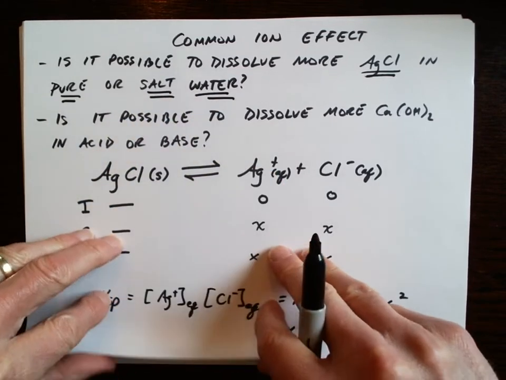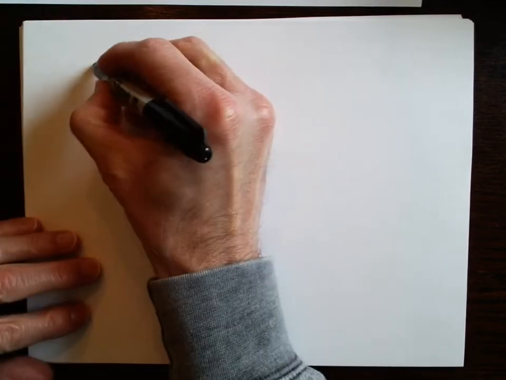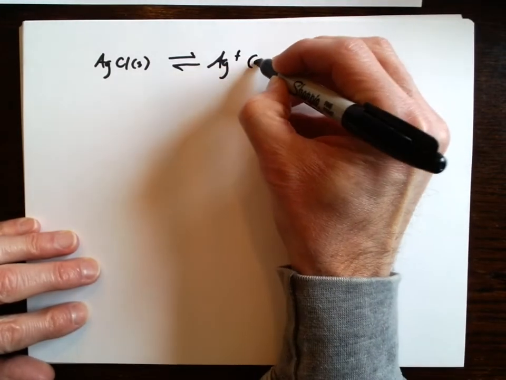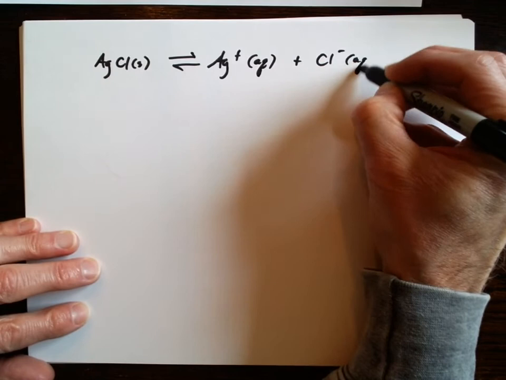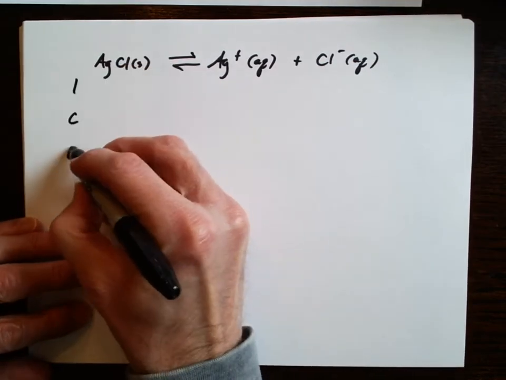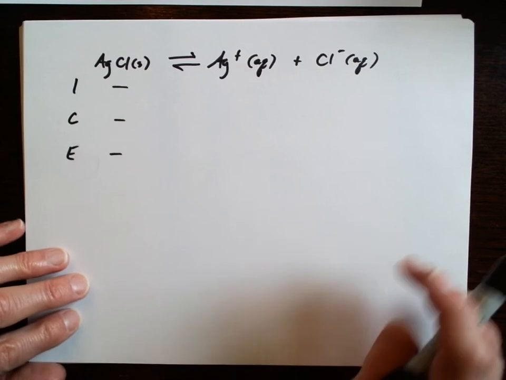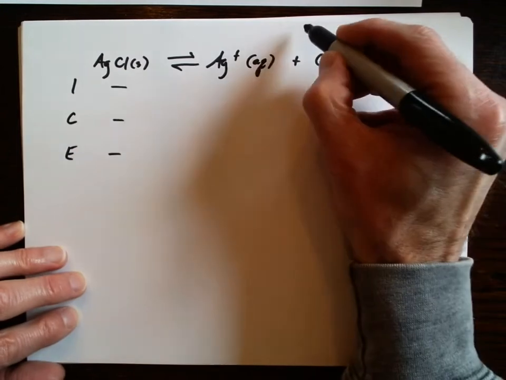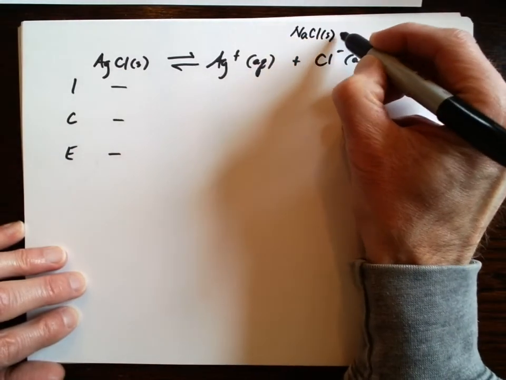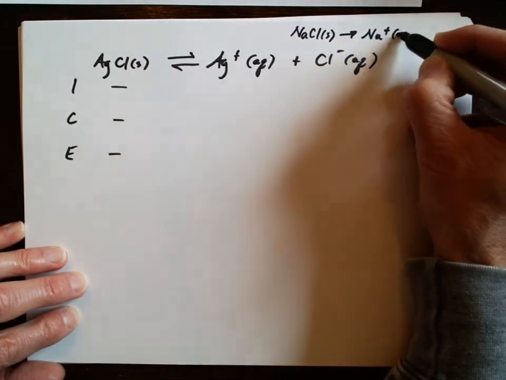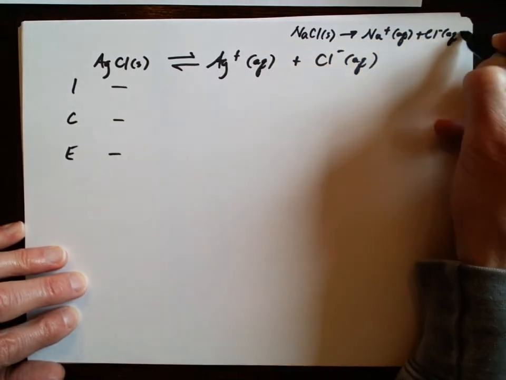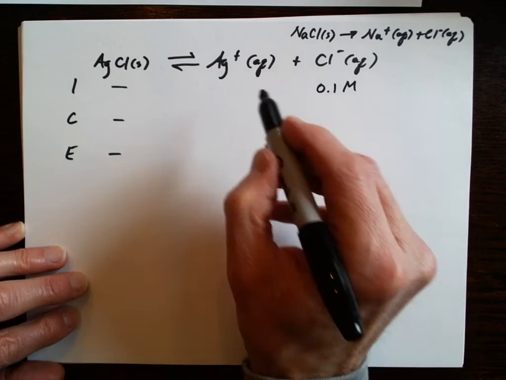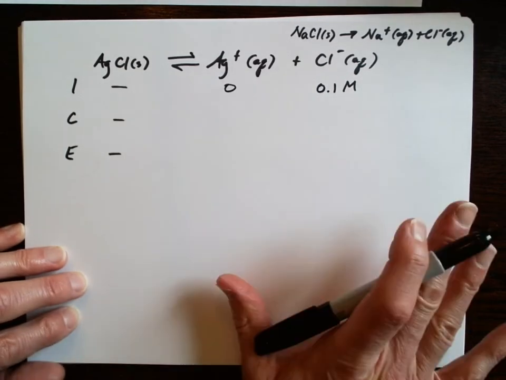In this case, we'll start with silver chloride solid dissociating again into silver ion and chloride ion. There's going to be some initial conditions, and a change to get us to equilibrium. We're not going to worry about the solid, of course. If we're in salt water, there's going to be some dissolved chloride ions, right? Salt, sodium chloride, if that goes into water, you get sodium ions and you get chloride ions. So let's just say we have 0.1 molar chloride ion in the water, kind of salty water. We don't have any silver. What's going to happen in this case?